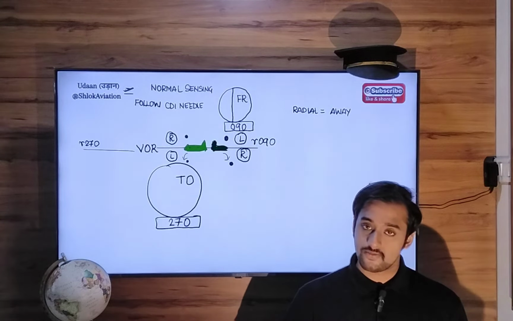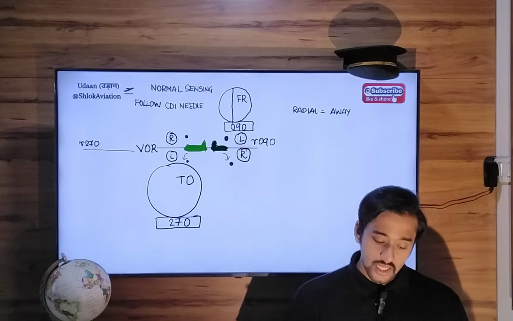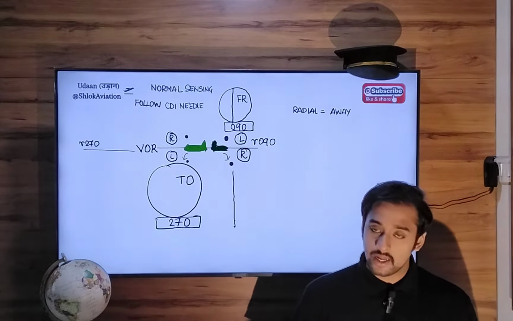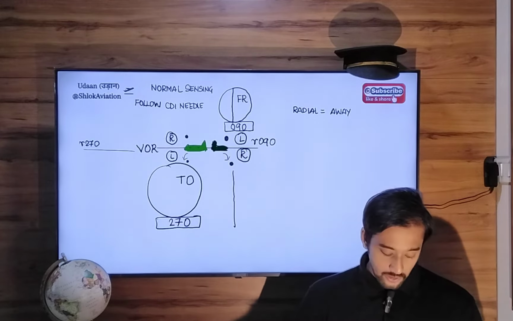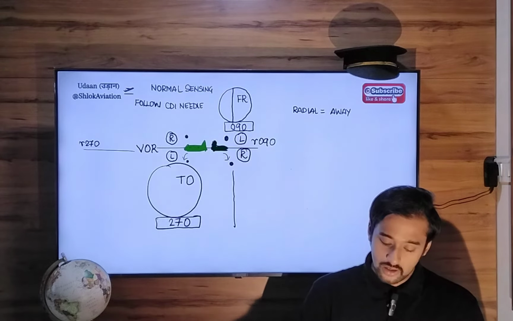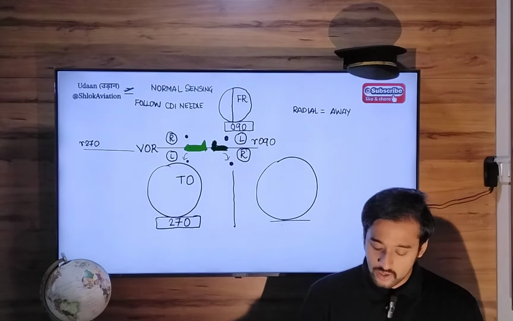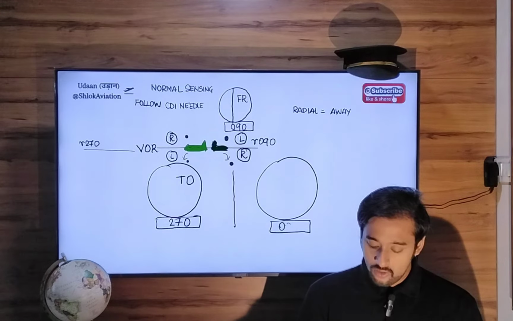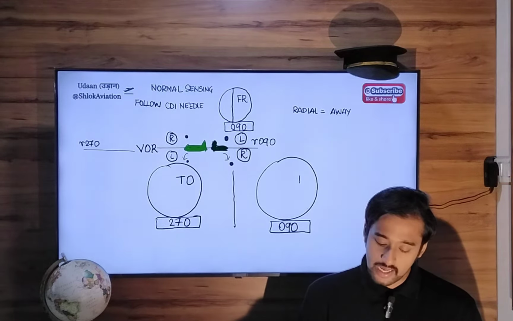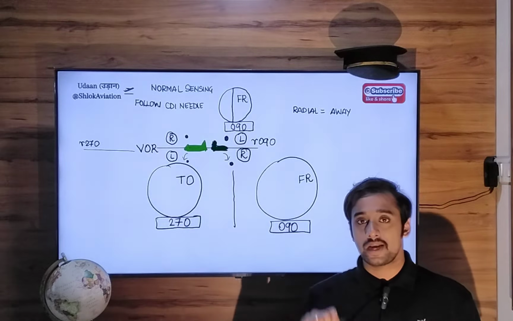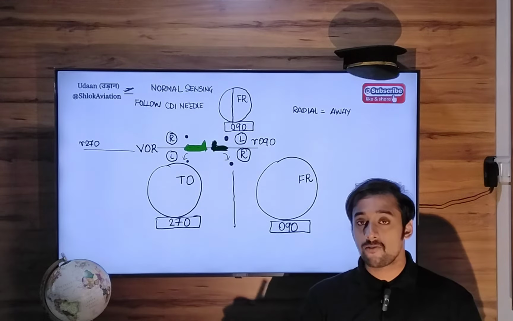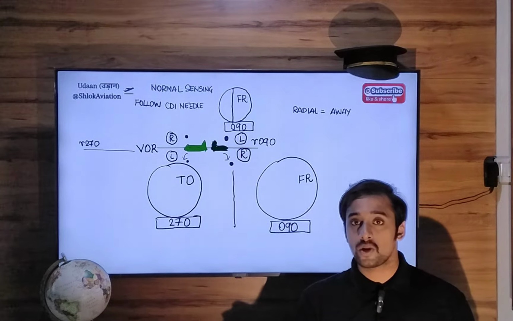Now, in another scenario, instead of putting radial 270 in the OBS selector when flying inbound, if you erroneously put 090 in that, what will happen? You will get a FROM indication. You will get this same indication, which is the FROM indication. So you are flying inbound on radial 090.